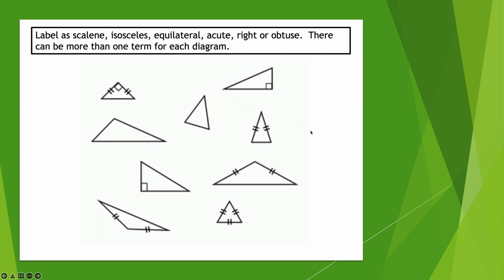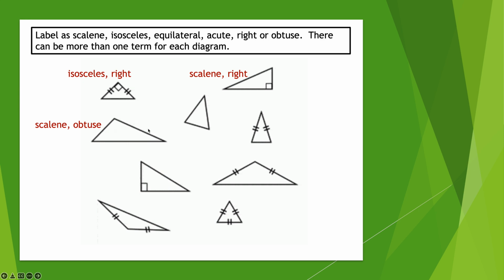Okay, so these marks here are meant to tell you that these sides are exactly the same, and this little symbol in the corner means it's a right angle. So the first one would be isosceles and right. So you should have done all of these, so which order I fill them in doesn't really matter. Then we have scalene and right, because the sides are not the same.